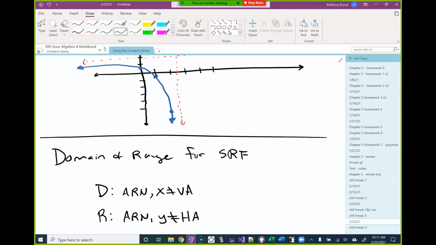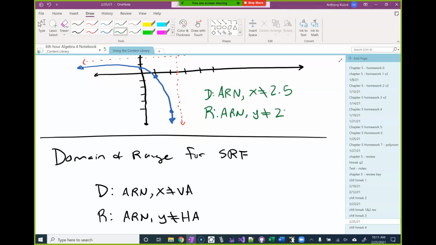So if I go back to the previous example that we were just working on, the domain would be all real numbers except 2.5, because that's where the vertical asymptote was. And the range would be all real numbers except for 2, which was where the horizontal asymptote was. So this is really easy also, right? You don't really need any new information that we didn't need to generate the graph to do the domain and range.